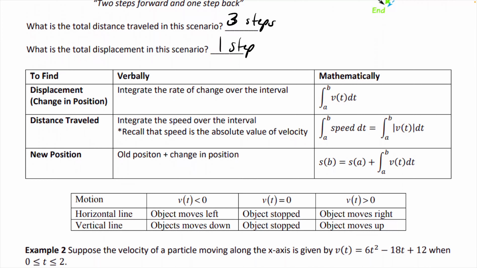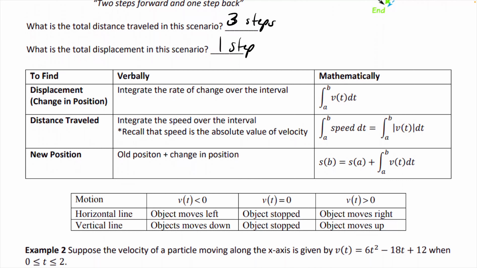Okay, so distance traveled is just the absolute value, because remember, speed determines the distance traveled. If I get in my car, I can't have a negative distance, right? I can't go negative distance. So that's why it's speed. That's why it's absolute value.